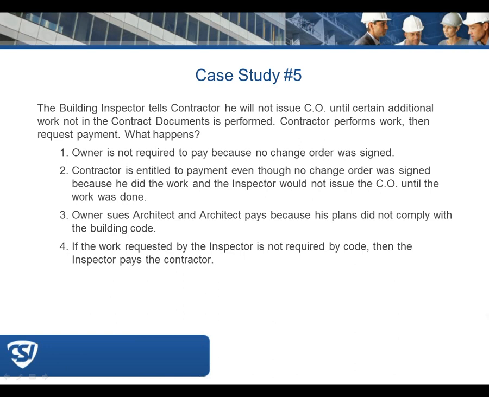Option 1, the owner is not required to pay because no change order was signed. Option 2, the contractor is entitled to payment even though no change order was signed because he did the work and the inspector would not issue the CO until the work was done. Item 3, the owner sues the architect and the architect pays because his plans did not comply with the building code. And item 4, if the work requested by the inspector is not required by code, then the inspector pays the contractor.